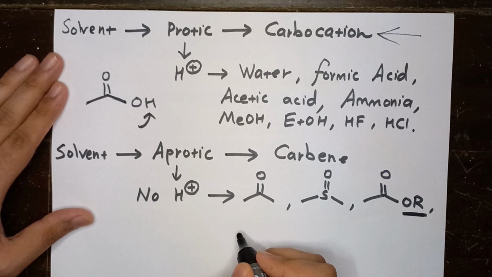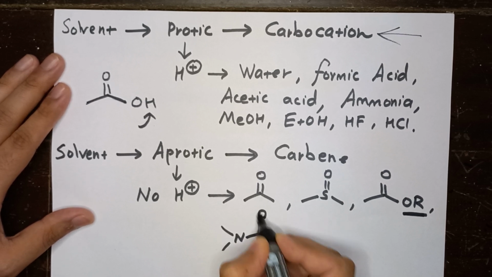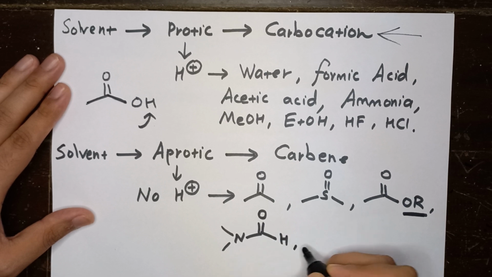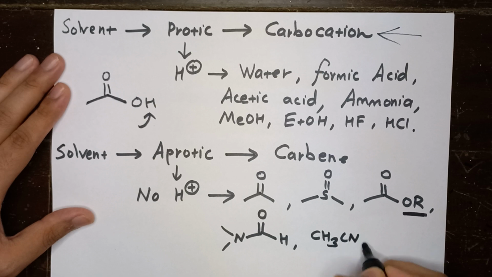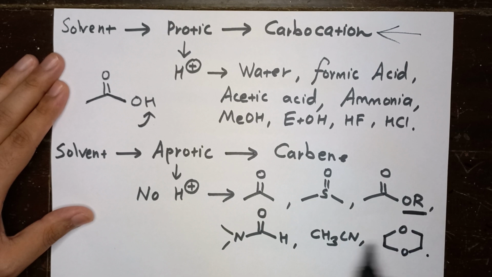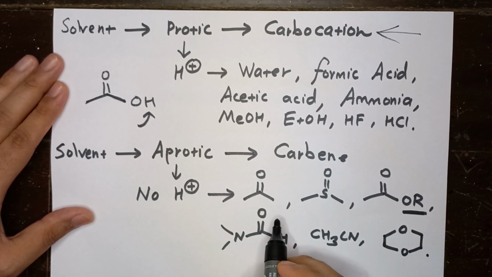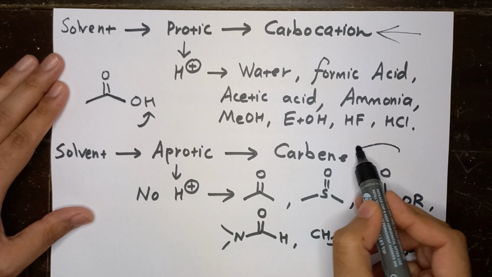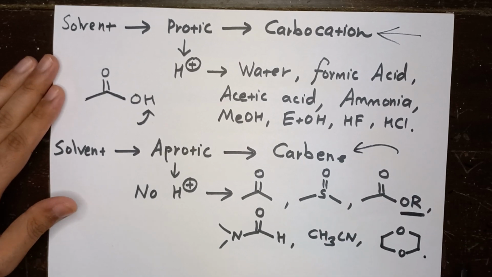More examples can be DMF, dimethyl formamide, or maybe acetonitrile as a solvent, or 1,4-dioxane. So these are the examples of aprotic solvents, and if you see these solvents in your arrow or the reaction condition, you should know that the reaction is going to go via carbene intermediate.